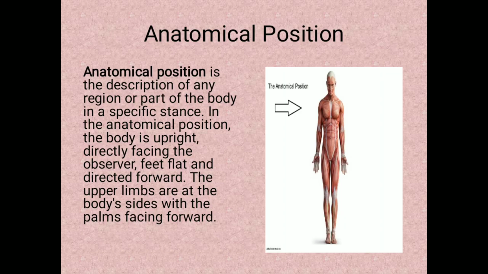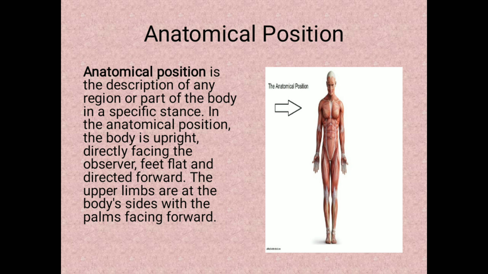So next is anatomical position. So what is anatomical position? Anatomical position is the description of any region or part of the body in a specific stance. In the anatomical position, the body is upright, standing straight, directly facing the observer. Here the observer means I am the observer, I am observing the body, or you are the observer, or the examiner who will be examining the body is the observer. So the body will be facing directly the observer. Feet will be flat on the ground and directed forward. The upper limbs, that is the hands, are at the body side with the palms facing forward.